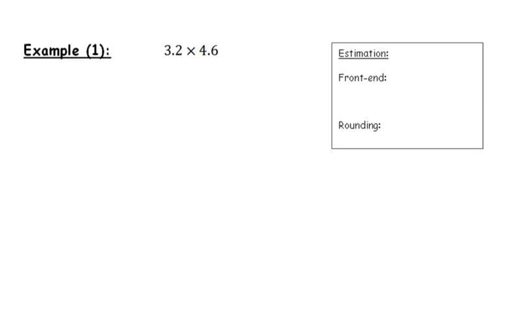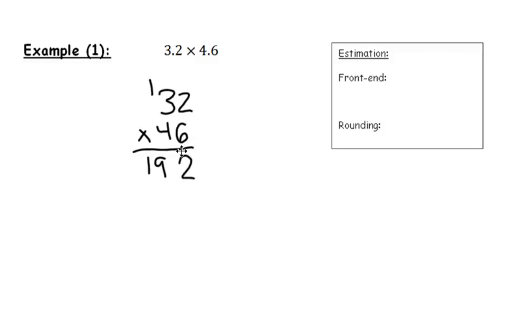Example 1. 3 2/10 multiplied by 4 6/10. So we're going to treat this as 32 times 46. So you do 6 times 2 is 12. Then your 2, carry your 1. 6 times 3 is 18, plus 1 is 19.